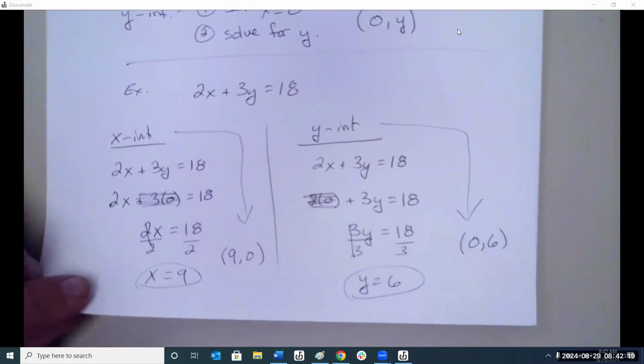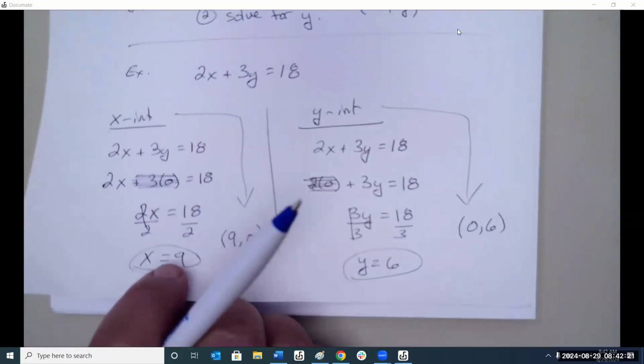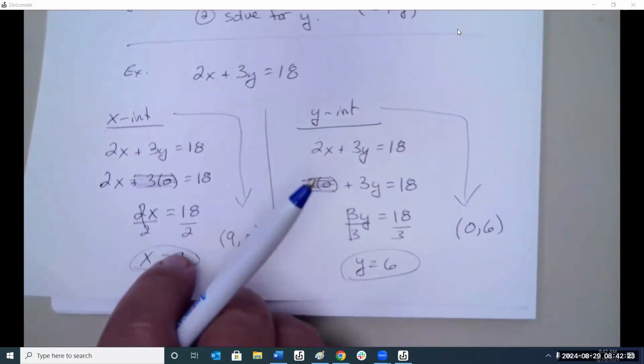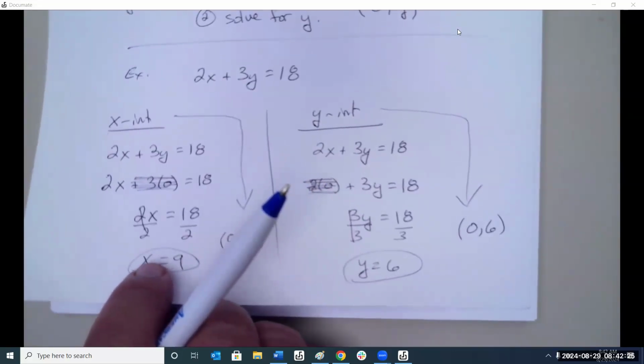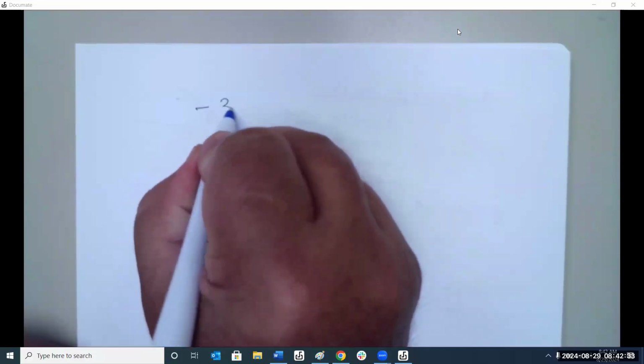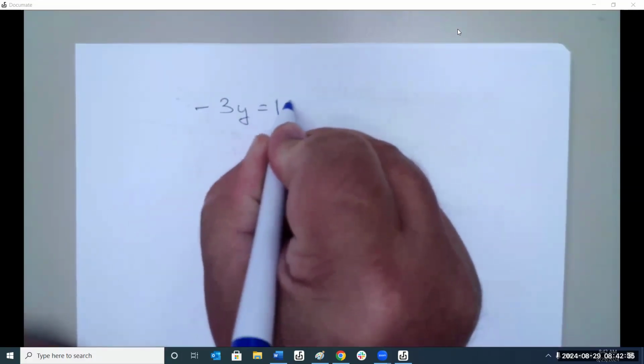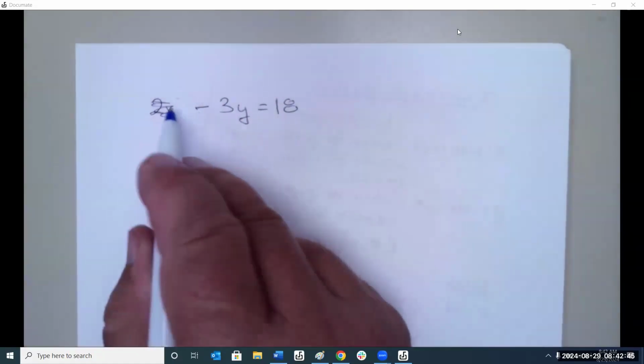I'm going to try to minimize the chances of errors you guys have. Again, remember I told you the negative signs. Treat numbers and negatives separately. What if we had this? After we got rid of the x, if we had that. Originally, we had 2x, and we got rid of this because we said it equals 0. So we have negative 3y equals 18.